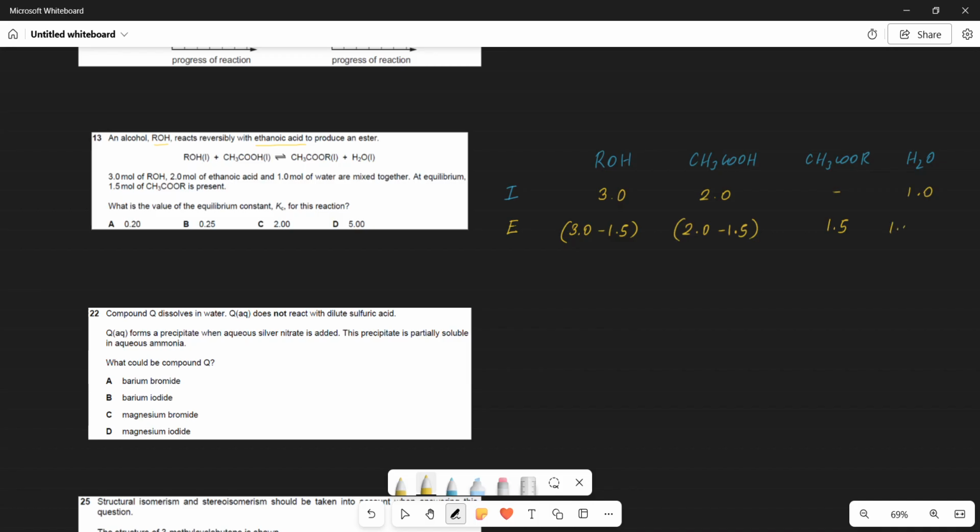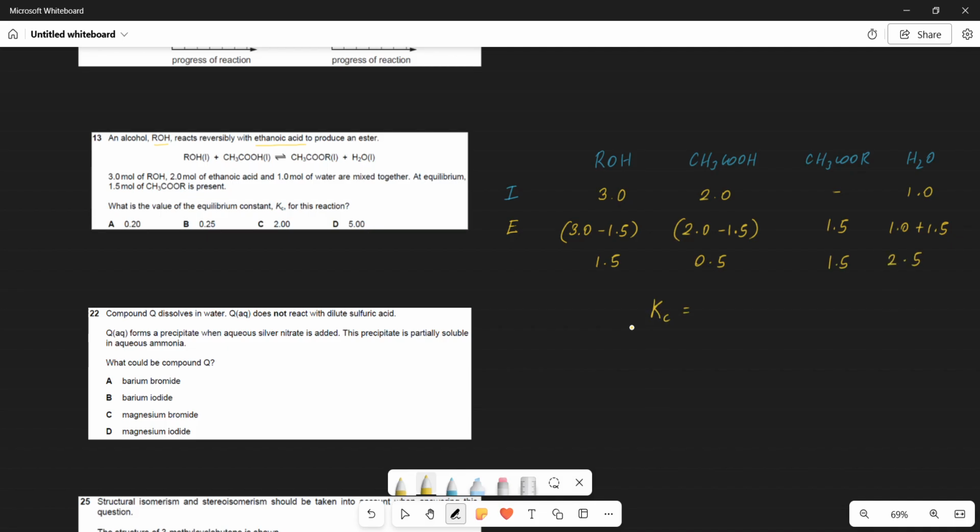So already I have 1, and as well 1.5 moles will be formed at the equilibrium, because for every mole of ester formed, there will be 1 mole of water formed. So now I am getting the concentrations at the equilibrium. This is 1.5, 3 minus 1.5 is 1.5, this is 0.5, and this is 1.5, this is 2.5.